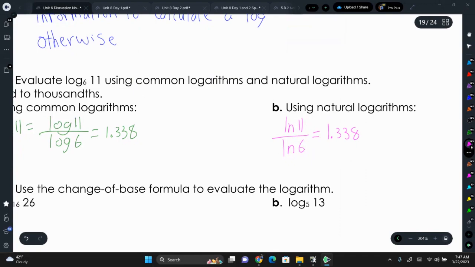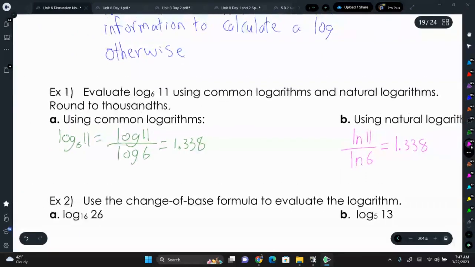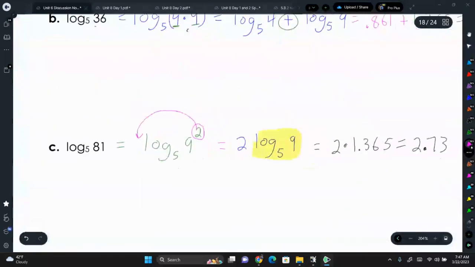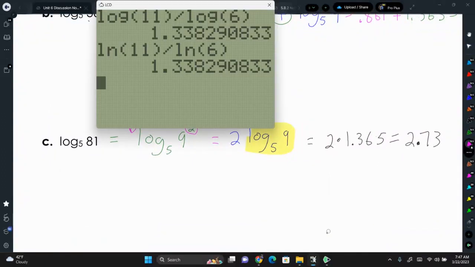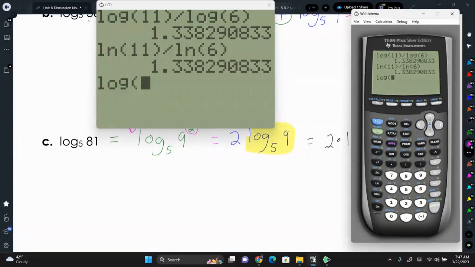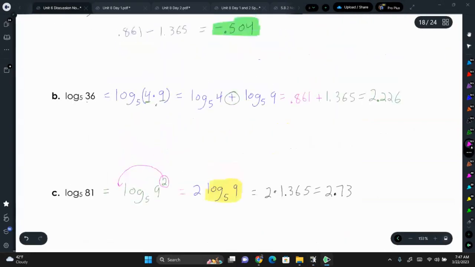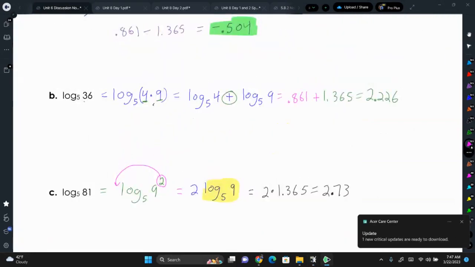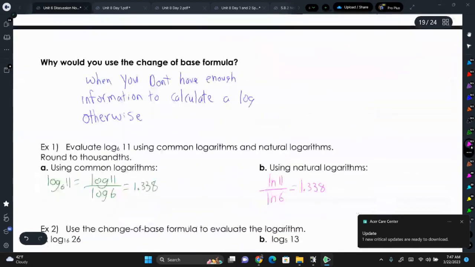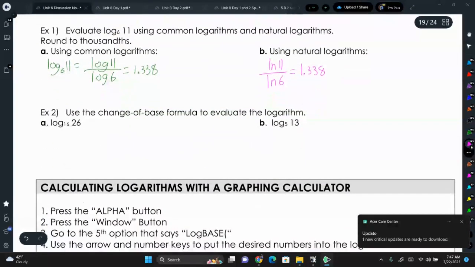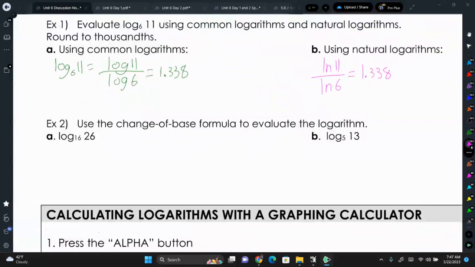So that change of base formula allows us to calculate these logs differently. Like up here, log base 5 of 81, if we use a change of base and said log 81 divided by log 5, 2.73, which is exactly what we got when we did it the other way. So that is why this method here is becoming less and less common, because we are able to do the change of base formula. So we're going to use change of base formula to evaluate these logs.